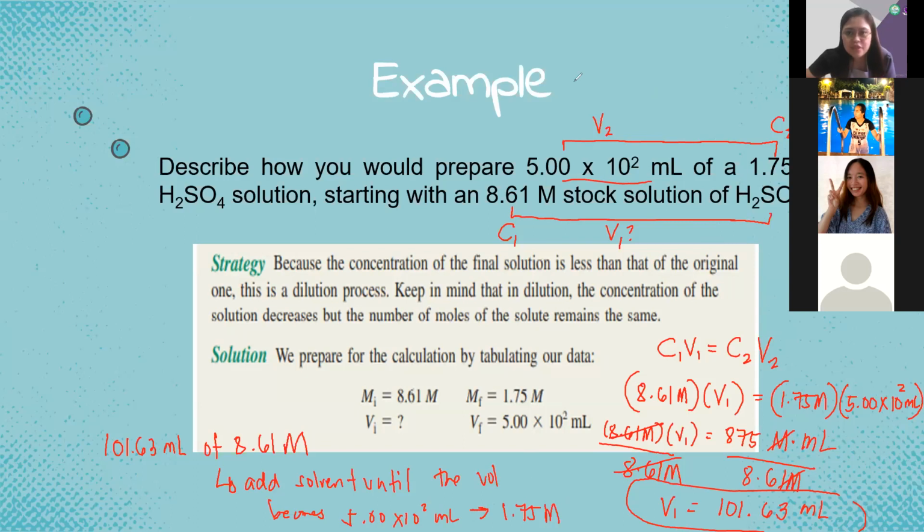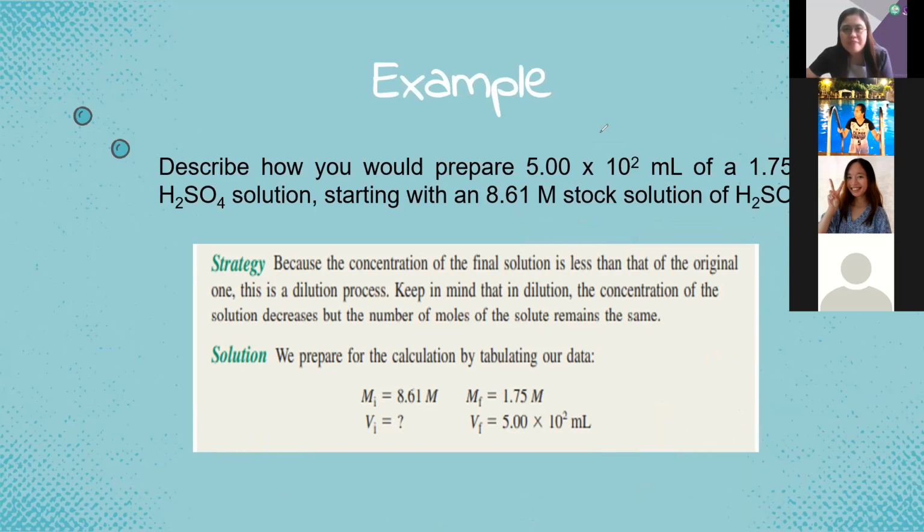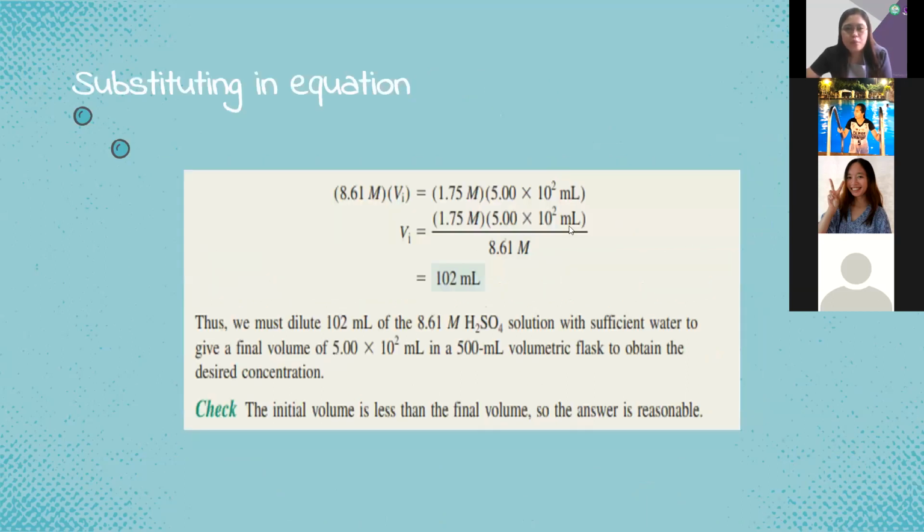Any question? If you check, class, yes, C1 is larger than C2. And yes, V2 is larger than V1. The V1 is just 101.63 while the V2 is 5.00 times 10 raised to the power of 2. That is actually 500 ml. So I hope by now you have mastered how to compute the molarity and how to compute dilution problems.